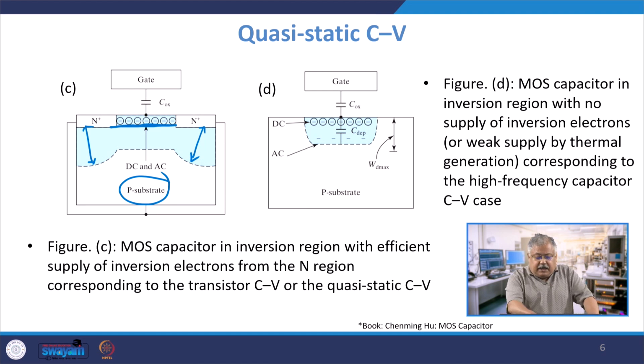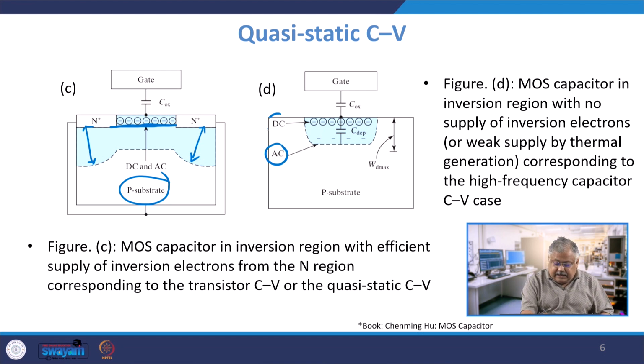Figure D: figure C was when you have a strong inversion. In figure D there is an inversion, but because of the high frequency, a large number of charge carriers are not available. Right. Now you see what this AC and DC are.